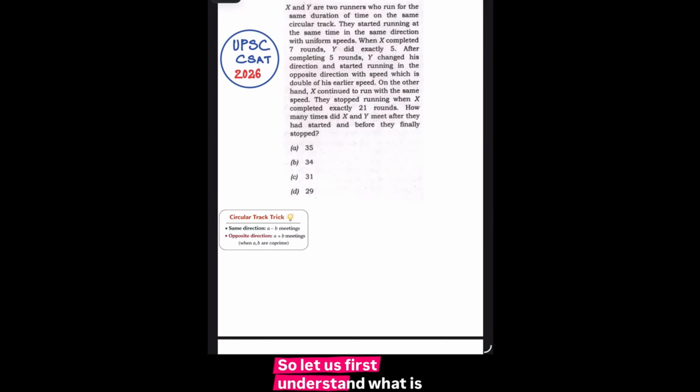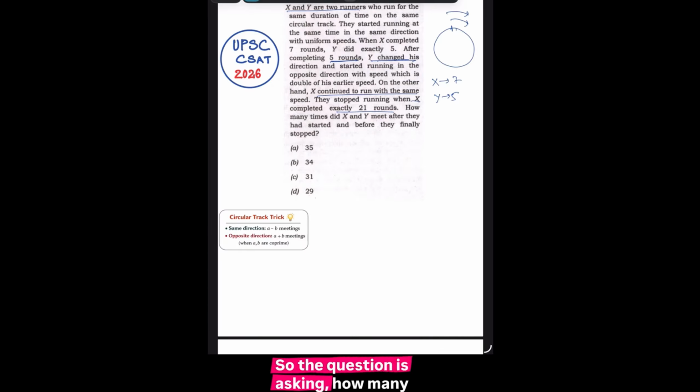So let us first understand what is happening in the question. X and Y are two runners who are running on a circular track. They begin at the same point and start running in the same direction. When X completes 7 rounds, Y completes 5 rounds. It is given that after 5 rounds, Y changes his direction and doubles his speed. And X continues to run with the same speed. They stop running when X completes 21 rounds.